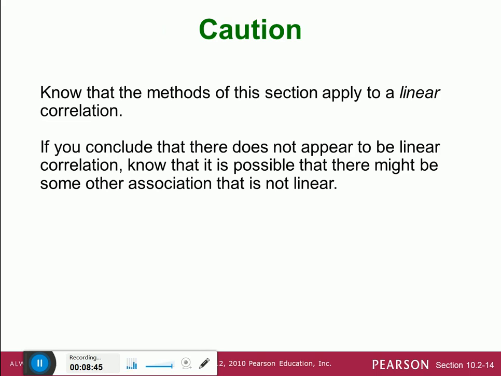And there's some caution. The methods of this section apply to a linear correlation. If you conclude that there does not appear to be a linear correlation, it is possible that there might be some other type that is not linear, but we are not considering that now. We are only considering linear correlation for the meantime.